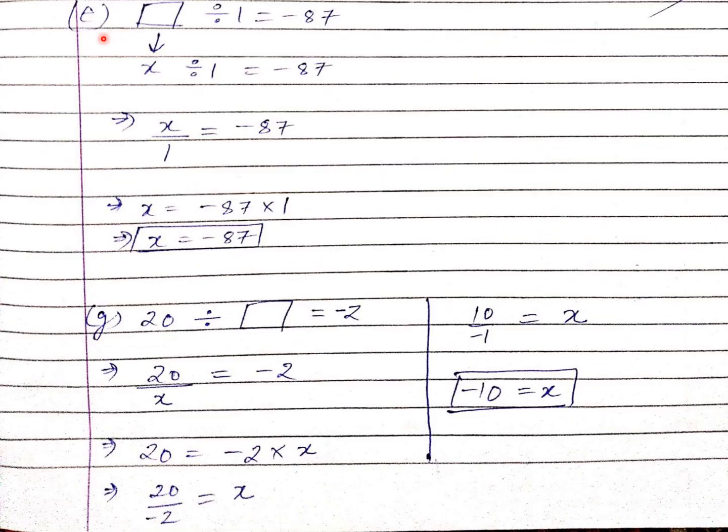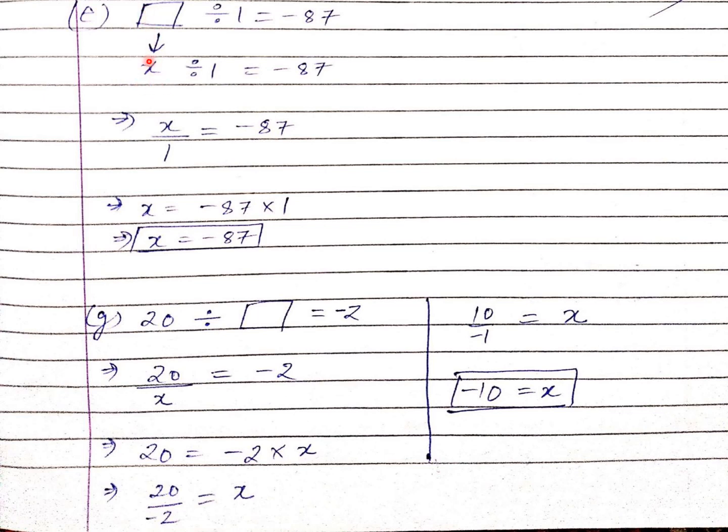Now see, the E part is a box or blank divided by 1 equal to minus 87. Some number divided by 1 equal to minus 87. Again, it is very easy to predict that any number divided by 1 is the same number. Hence, you can say this number is minus 87 only. But still, I have shown you the method to find it step by step. You can assume this box as any variable. I have taken it as x. So we have to find the value of x.